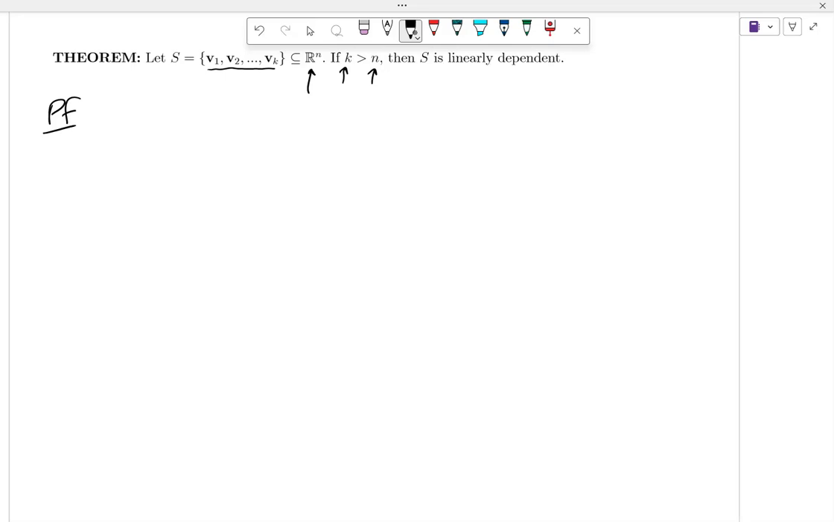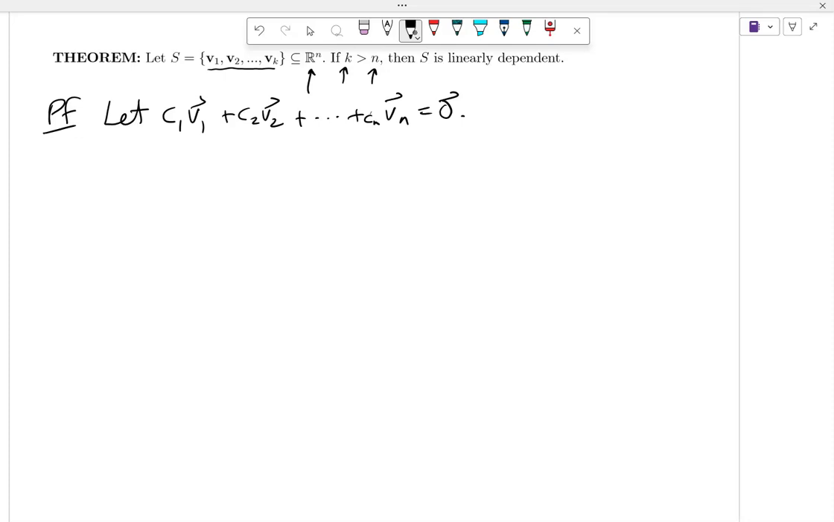Okay. We're going to let c1 v1 plus c2 v2 plus through cn vn equal the zero vector. If you're trying to show something is linearly independent or linearly dependent, you want to start with a linear combination that gets you the zero vector, right? That's the definition of linear independence. And then likewise, the definition of linear dependence.